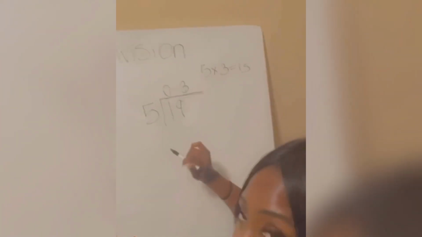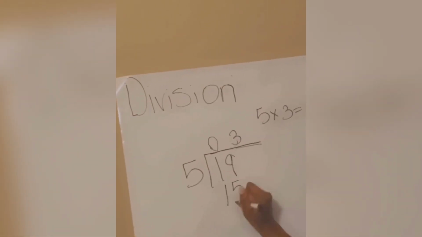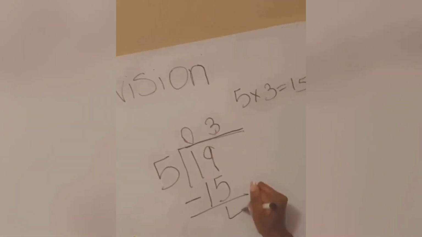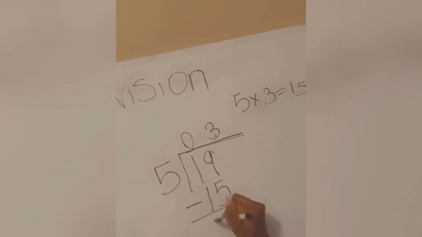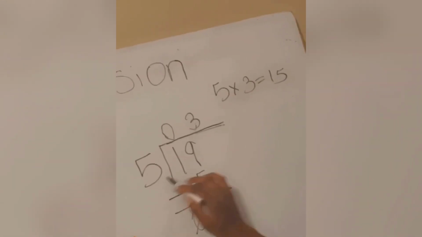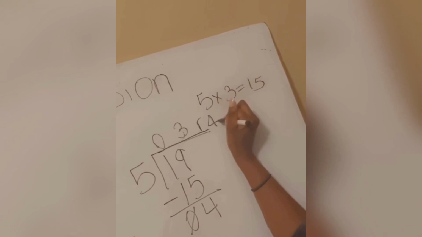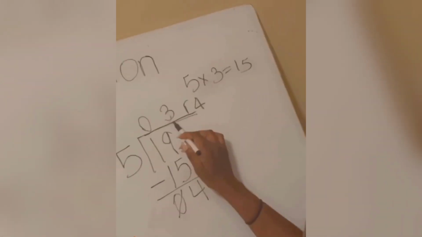We're going to do another problem. 5 divided into 19. We're going to say how many times can 5 go into 19. 5 times 3 is 15. We put the 15 down here. We make sure we subtract it. 9 minus 5 is 4. 1 minus 1 is 0. So we are going to have a remainder actually. It's going to be 3 with a remainder of 4. So the answer is 3 remainder 4.